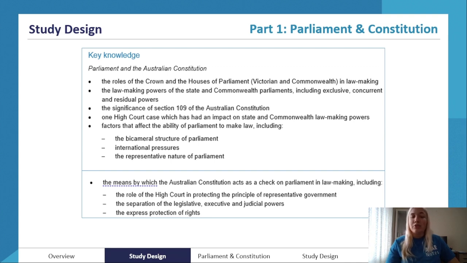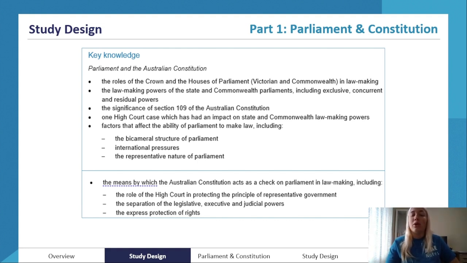And the means by which the Australian Constitution acts as a check on Parliament in lawmaking, so ensuring that there is no corruption or abuses of power. The reason the Constitution is such a strong protection for us as members of the public is because nothing in the Constitution can be changed without a successful referendum. Unlike your usual laws and acts, Parliament can change any of that as they wish. They just need to initiate and pass a bill, which is a proposed law.